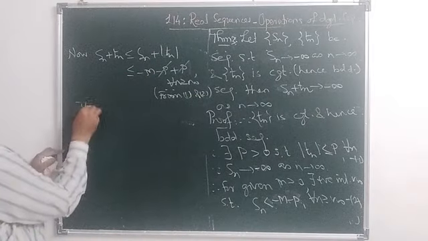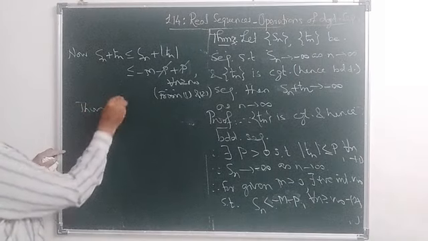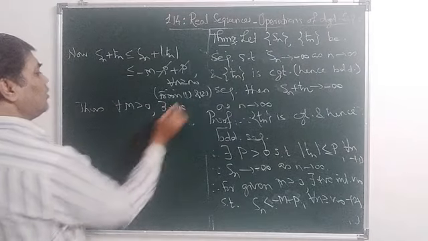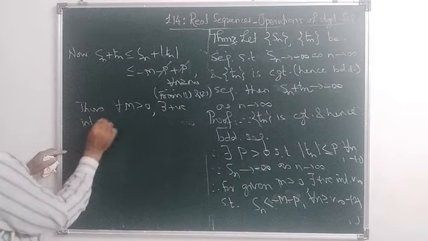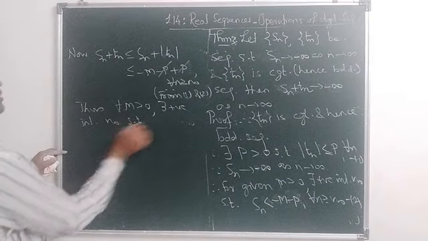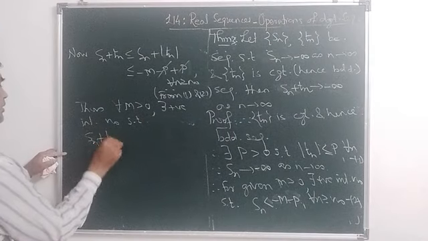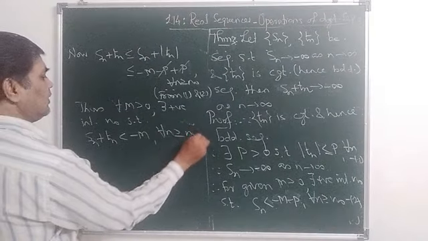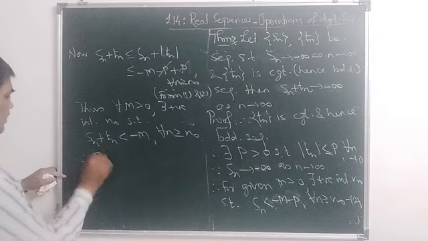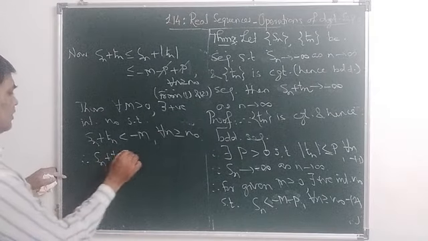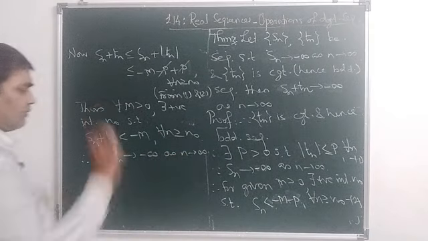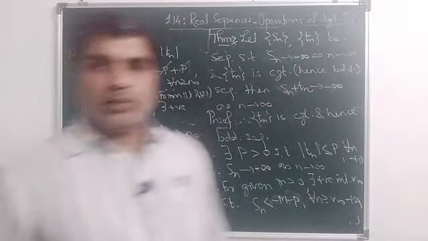Thus, for any m greater than 0, there exists positive integer n naught such that Sn plus Tn is less than minus m for every n greater equal n naught, and therefore Sn plus Tn tends to minus infinity as n tends to infinity.